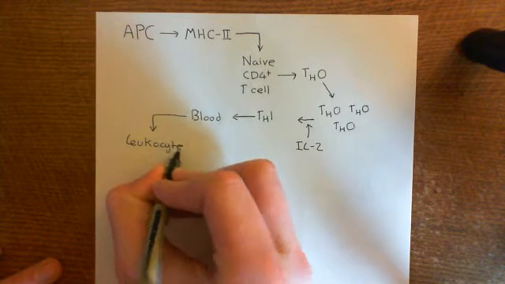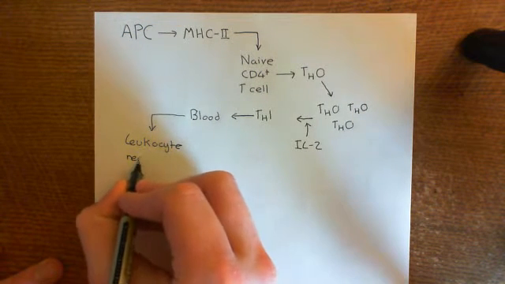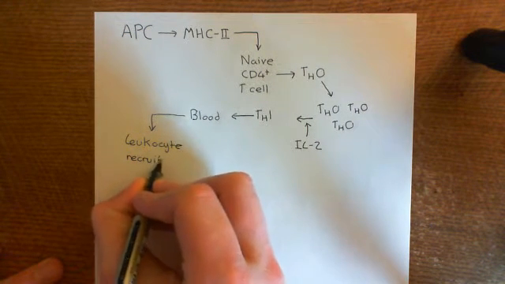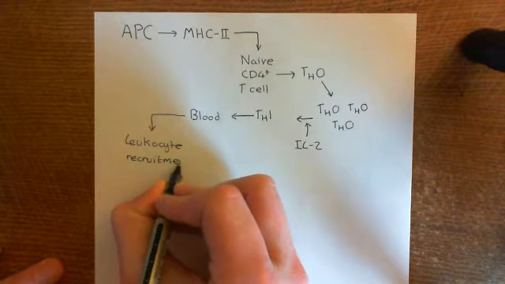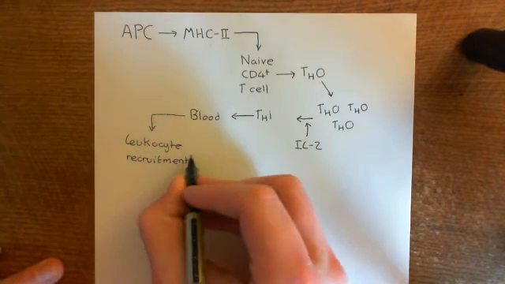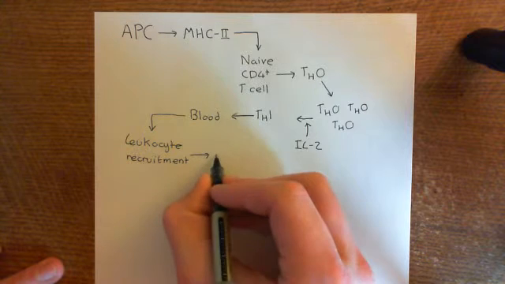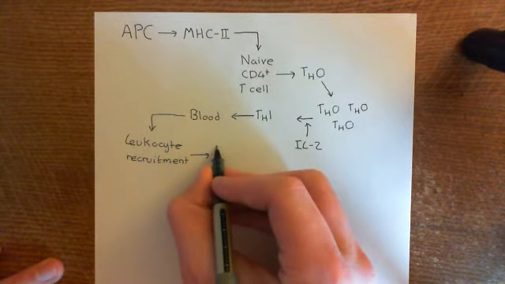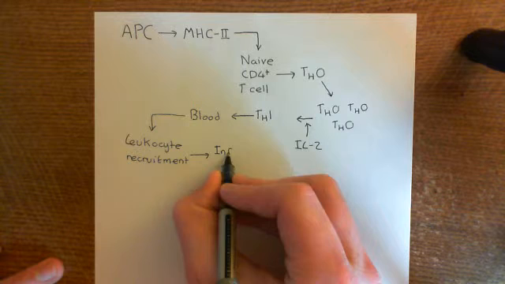So leukocyte recruitment is going to occur. And this time it's specifically lymphocyte recruitment. We're recruiting these T helper 1 cells, and they're going to end up in the inflamed tissue. Okay, so in the inflamed tissue.